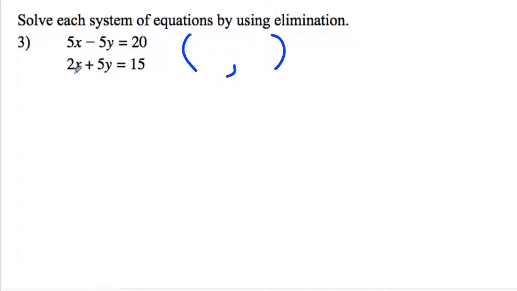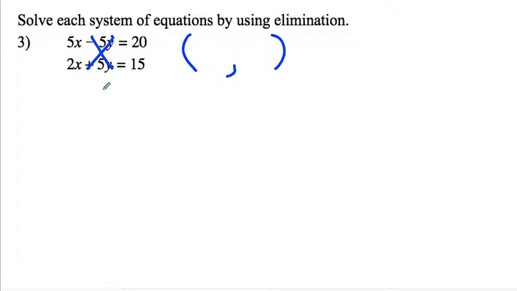So that's what I do, and we have to combine our like terms. So I'm going to add my x's, I'm going to add my y's, and then I have to add the other side as well. So here's the beauty of elimination. If you have opposite coefficients, as I do here, I have a -5 and a +5. When I add those together, they're going to just cancel out. So they're being eliminated.